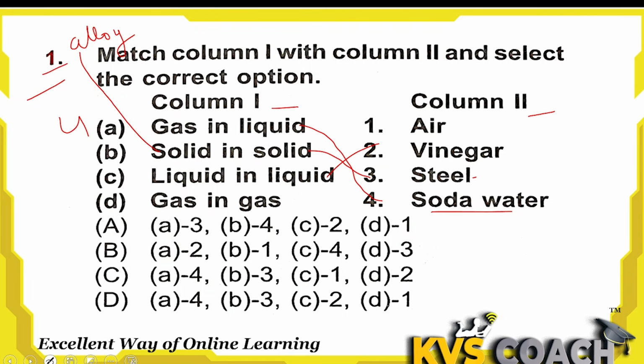And gas in gas. Air. Air is the mixture of gases. There are so many gases in the air like carbon dioxide, oxygen, nitrogen and many other gases. So that gas in gas mixture is air. So here A4, B3, C2 and D1. 4, 3, 2, 1. D is the right answer here.